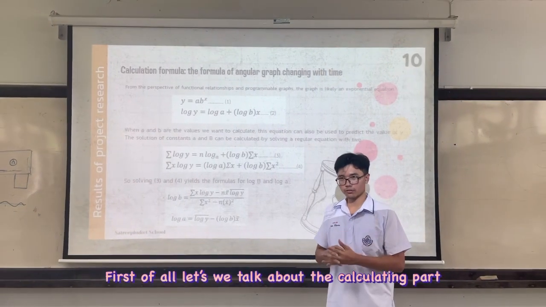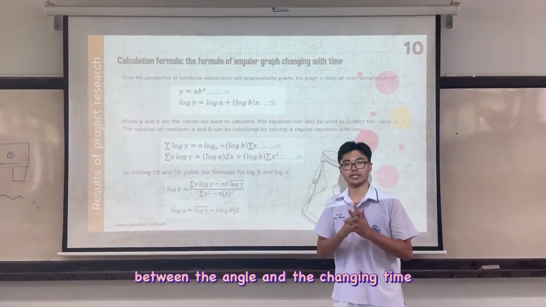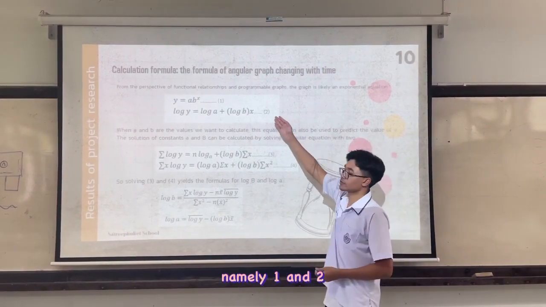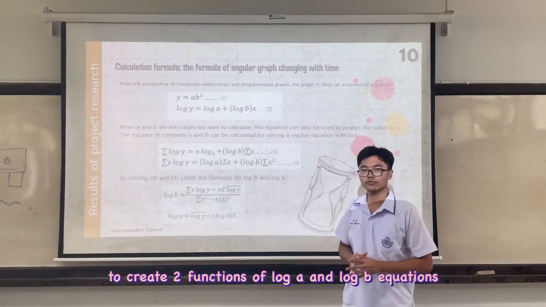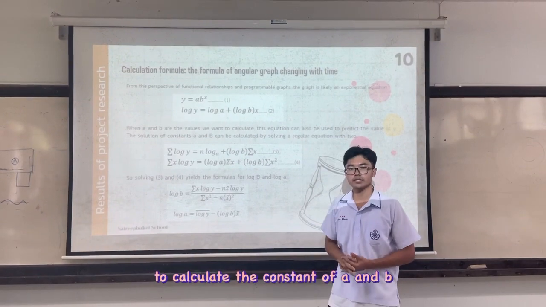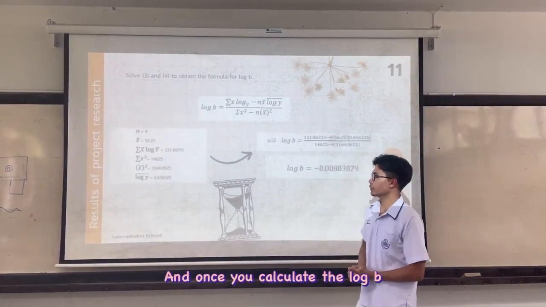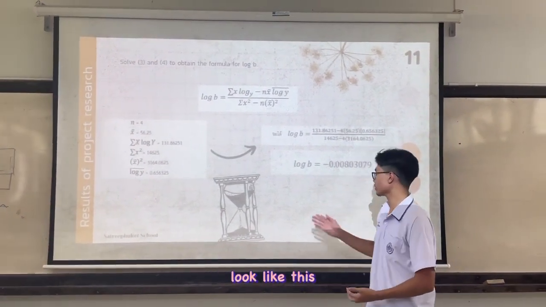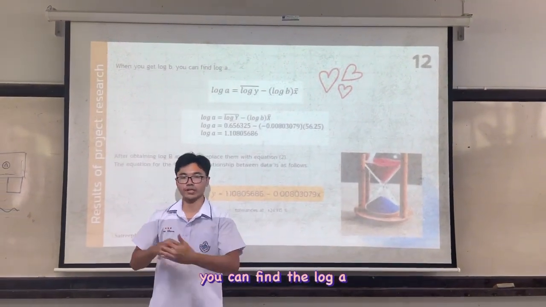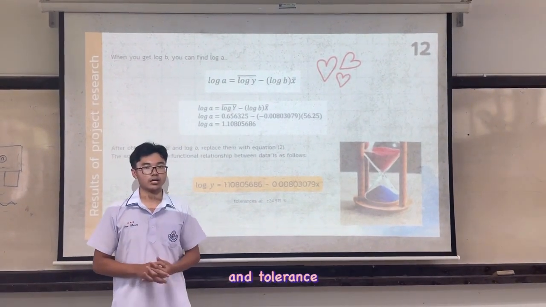Alright, first of all, let me talk about the calculating part. The first experiment shows the relationship between the angle and the changing time. We use the exponential equations, namely 1 and 2, to create two functions of log A and log B equations, namely 3 and 4, to calculate the constants A and B. Once you calculate the log B from the first experiment, it looks like this. When you get the log B from the first experiment, you can find the log A, and using the functional relation, calculate the resulting log Y and tolerance as follows.